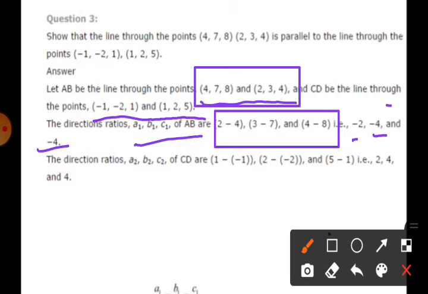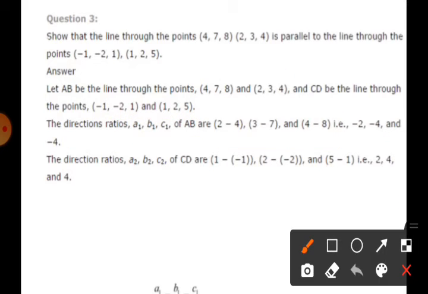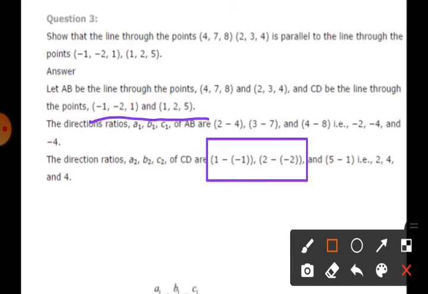The direction ratios A2, B2, C2 of CD are found from the points (-1, -2, 1) and (1, 2, 5): 1 minus of minus 1, 2 minus of minus 2, and 5 minus 1. Now simplify, we get 2, 4 and 5.